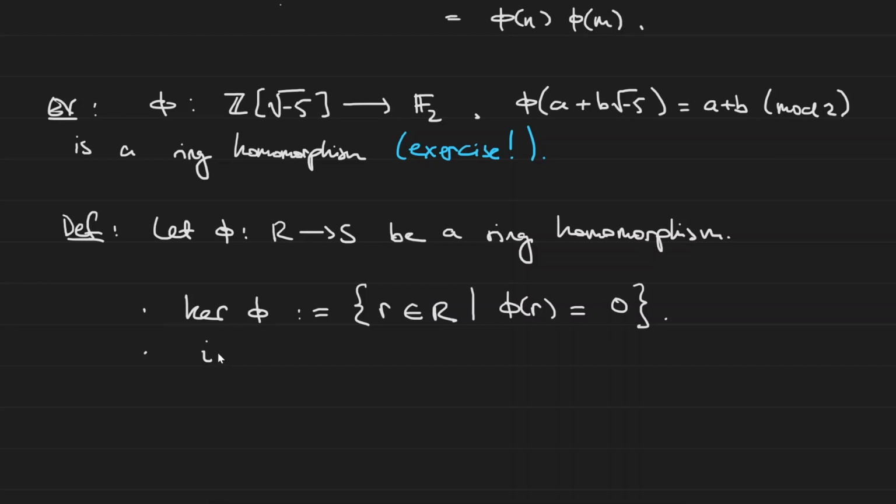So this is the additive identity. We also define the image of phi to be equal to the set of all elements in S that can be hit via the map phi. So it's phi of r such that r is an element of the domain ring R.